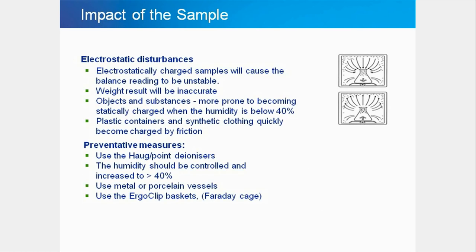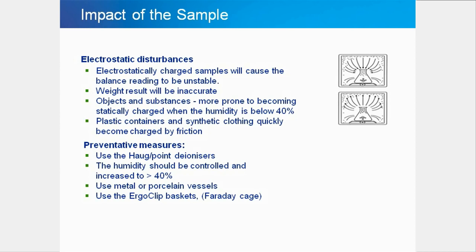Electrostatic charging is a common phenomenon which has adverse effects on weighing. Let's take a look at the causes of electrostatic disturbances. Electrostatically charged samples will cause the balance reading to be unstable. The resulting weight will be inaccurate. Objects and substances will be more prone to becoming statically charged when the humidity is below 40%. Plastic containers and synthetic clothing are particularly problematical, as they will very quickly become charged by friction.